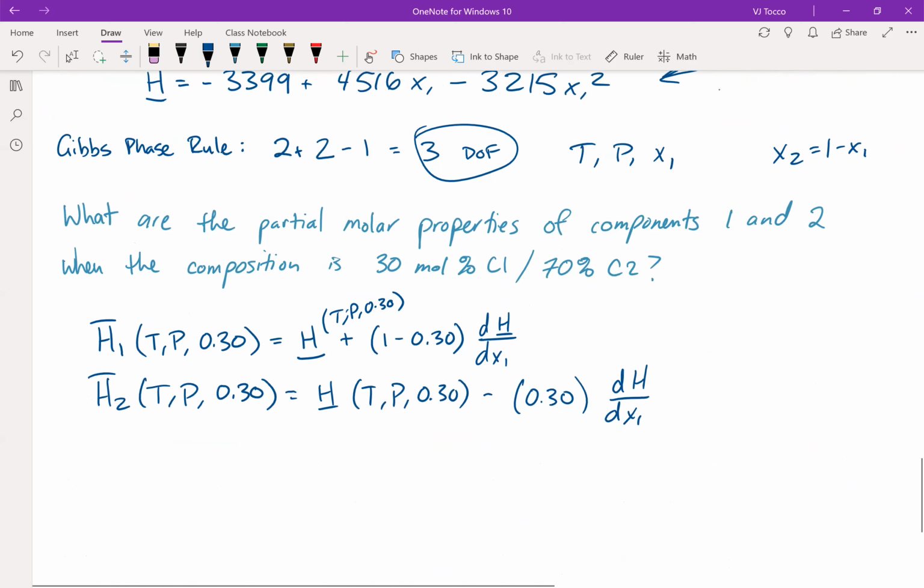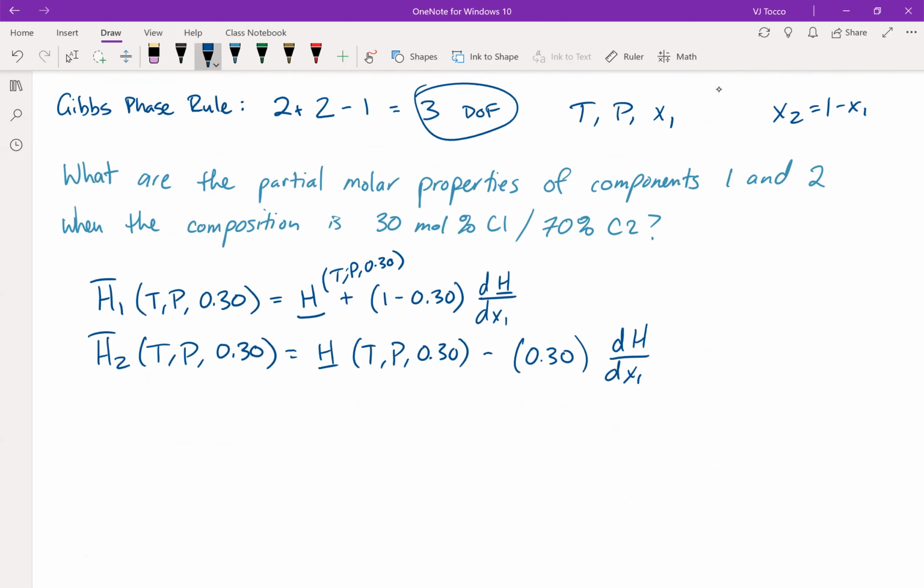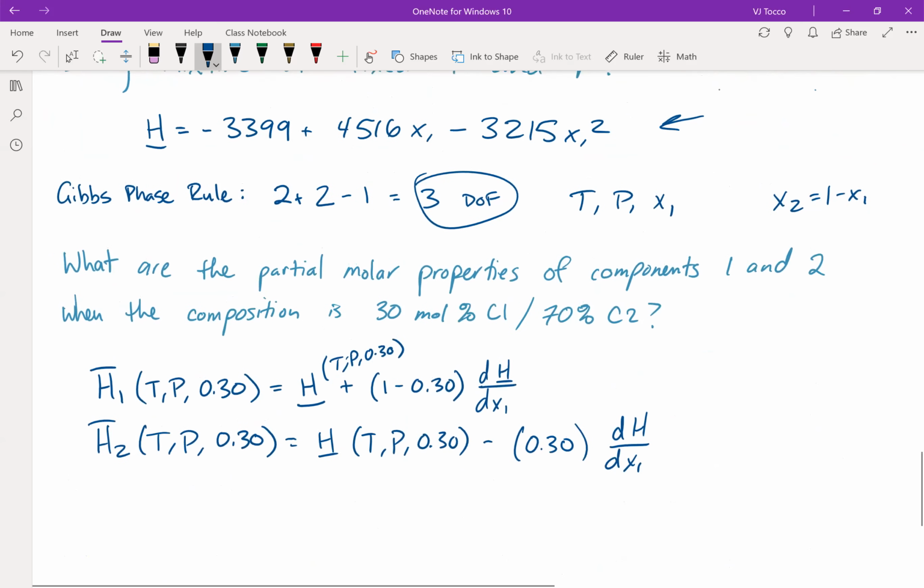All right, so now all I have to do is figure out what the derivative of H as a function of x1 is. So I'll take the derivative, maybe in a different color, in gold. dH dx1: the first term is a constant, so it goes away when I take the derivative. The second term is multiplied by x1, so 45/16. And for the third term, I take the 2 out to the front, so minus 2 times 32/15 times x1. That is the derivative.